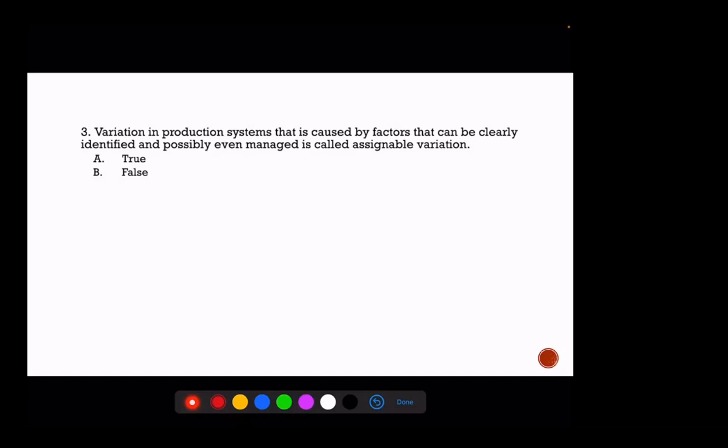And I have already got the correct answer here. This is how we define what is assignable variation. Yes, AJ, you got the extra point for this. Okay, so the correct answer is A.